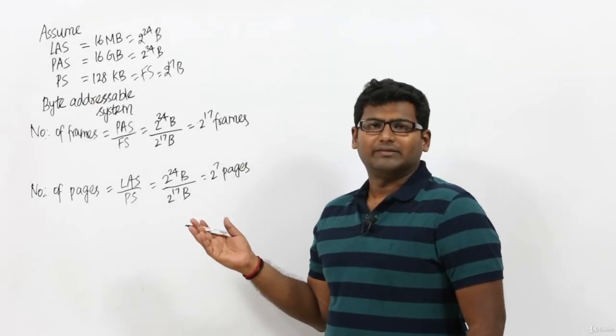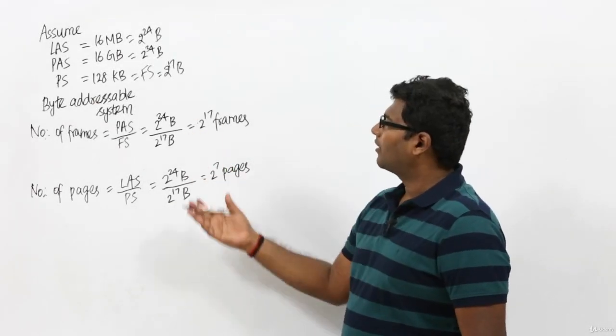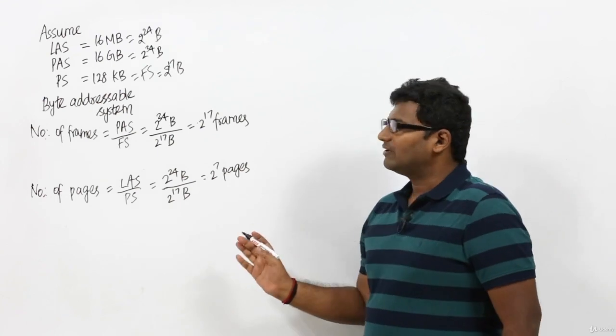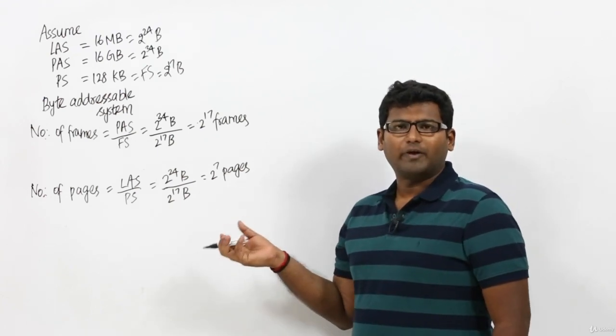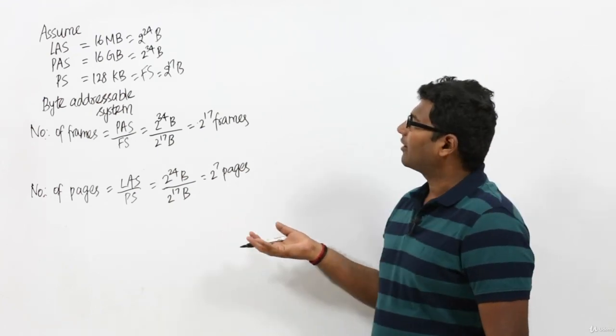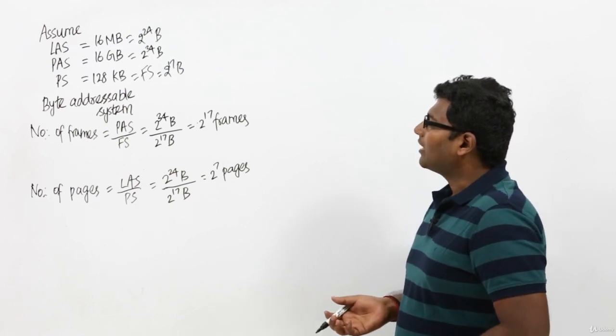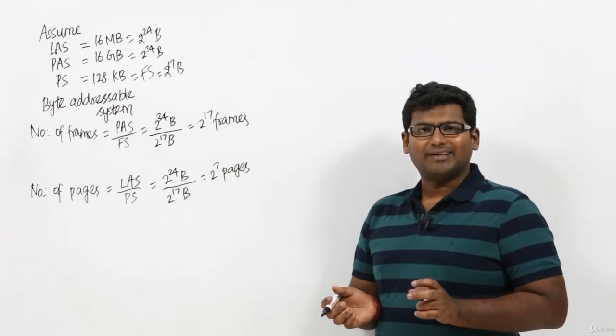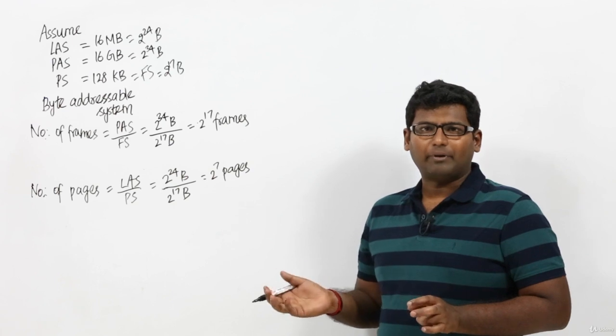Now let's see this. The same problem we have seen, I have written it. Now I want you to tell whether there is an internal fragmentation problem here or not. Coming to paging, we have already seen when internal fragmentation can happen, right?